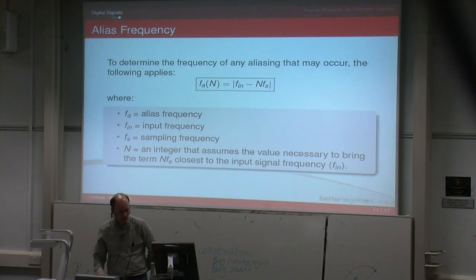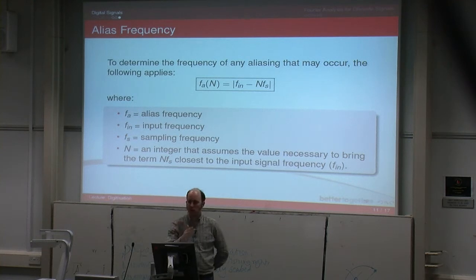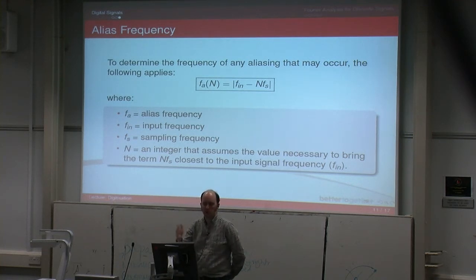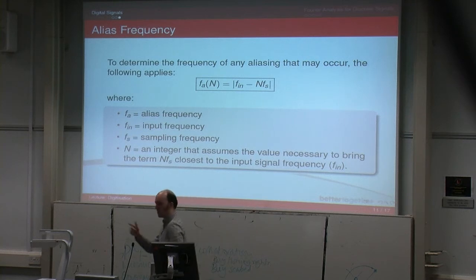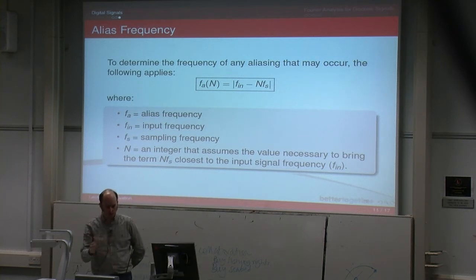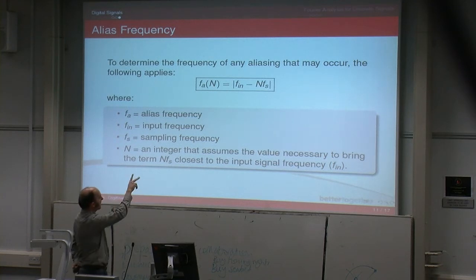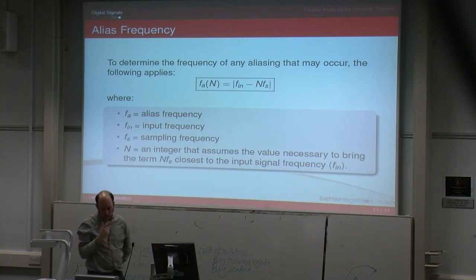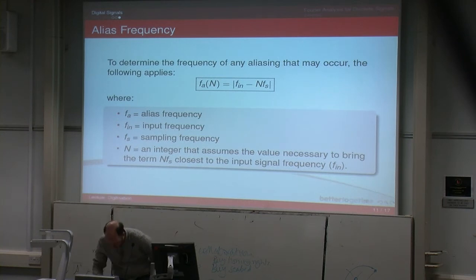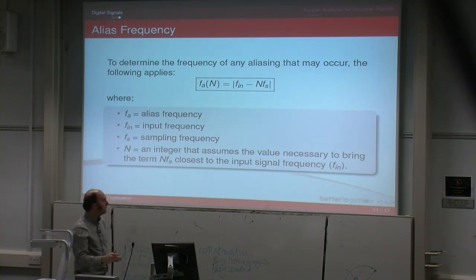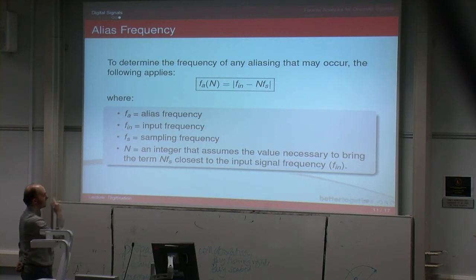If your input frequency increases to 188, suddenly n would be 3, because 3 times 75 is closer to 188 than 2 times 75. So you have to adjust n. It's got to be an integer, whereby you'll get the lowest value for that term, and that will give you the aliasing frequency.